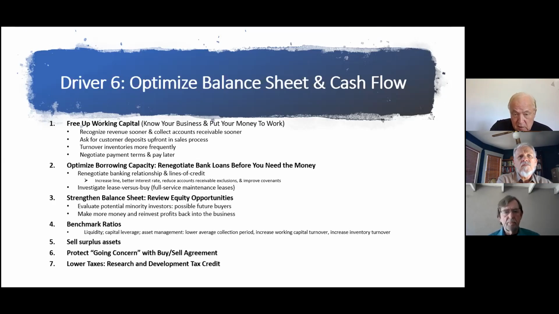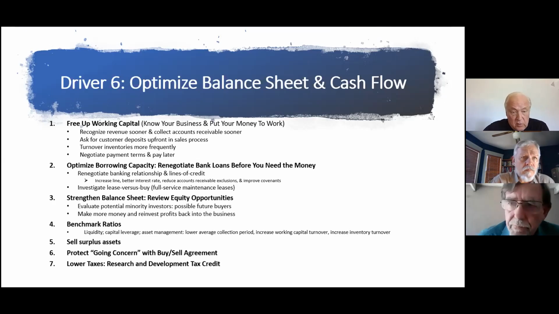You want to lower your average collection period. You want to increase your working capital turnover, and you want to increase your inventory turnover. And hopefully down the road, we're going to have another session about the balance sheet. We'll get into the balance sheet in more detail, and we'll give examples on these various ratios and how important they are in looking at the progress of the company and evaluating the management team.